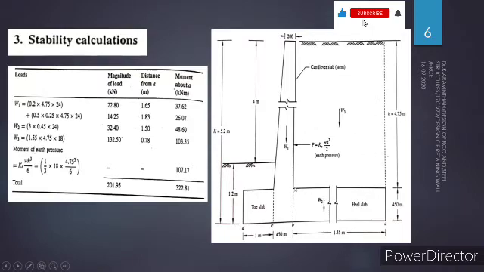W3 is the weight of the soil which is acting. So we will be considering the area which is covered by the heel slab. The width will be 1.55 meter and depth will be 4.75. So 4.75 into 1.55 into the density of the soil, which is 18. If you multiply, you will be getting 132.5. And for finding the moment about the point A, so this is point A.